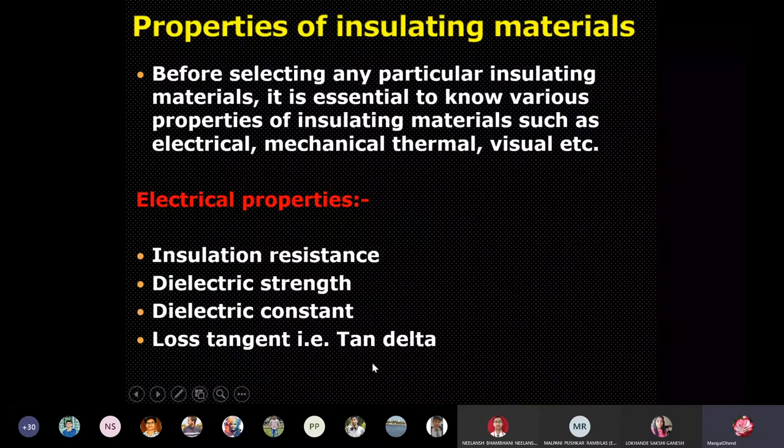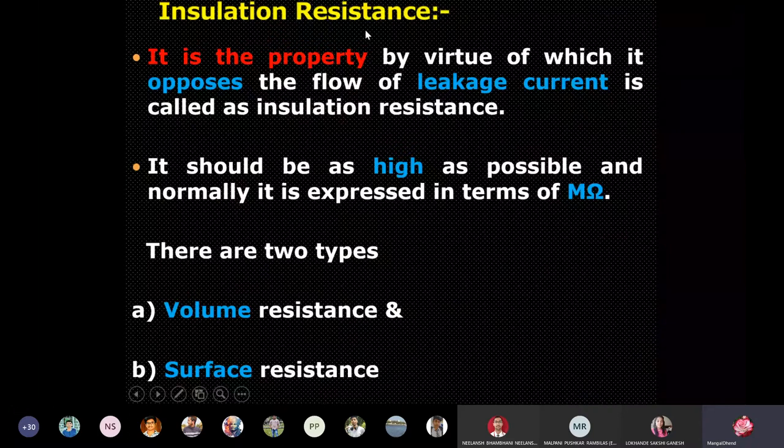So if you look at resistance, it is a property. What is insulation resistance? You must be able to define it. Insulation resistance is the property by virtue of which a material opposes the flow of leakage current. Why is the word leakage current used? Because in insulating material, current will not be zero. It will be there in micro amperes. That current is called leakage current. So insulation resistance is the property by virtue of which material opposes the flow of leakage current.